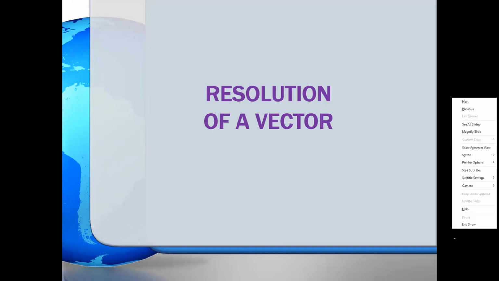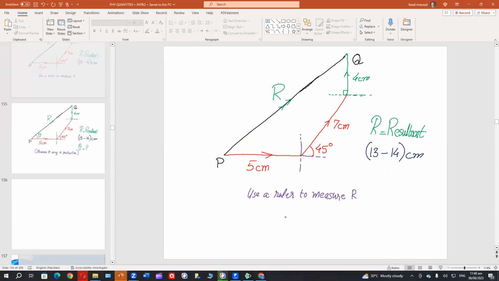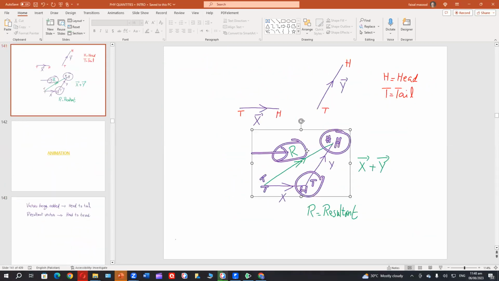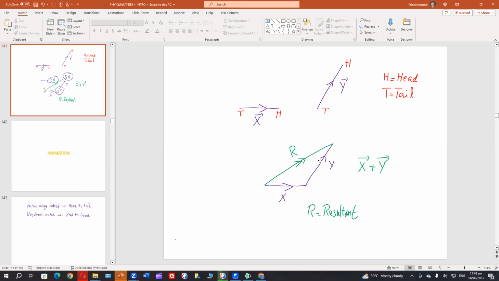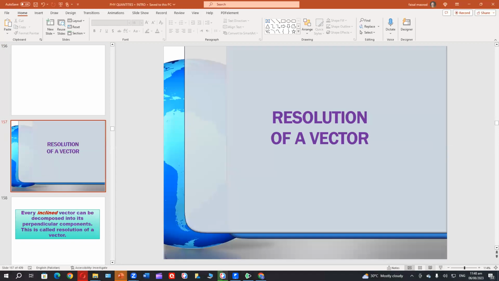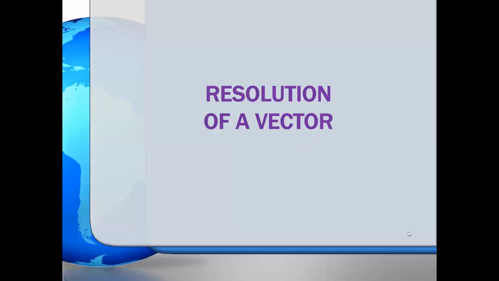Give this heading: resolution of a vector, and mark it very important. This is a very important topic in our course. Resolution of a vector is a very important topic and it comes in every paper, so you should mark it. This is a procedure I always follow, that we will keep on marking important, unimportant, and rare topics.